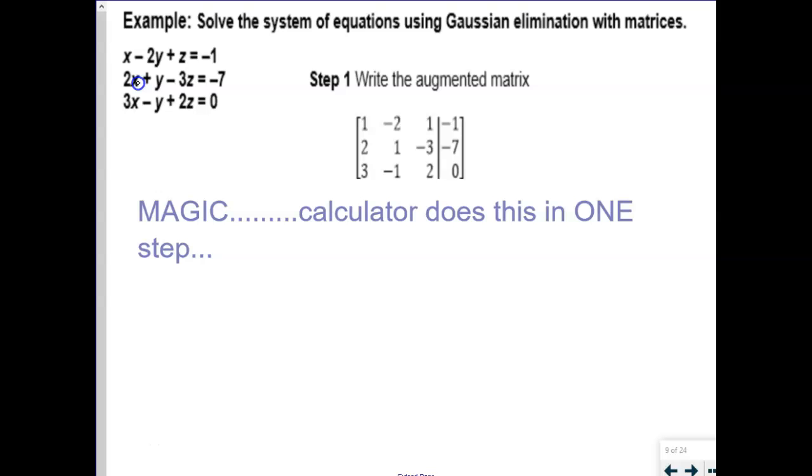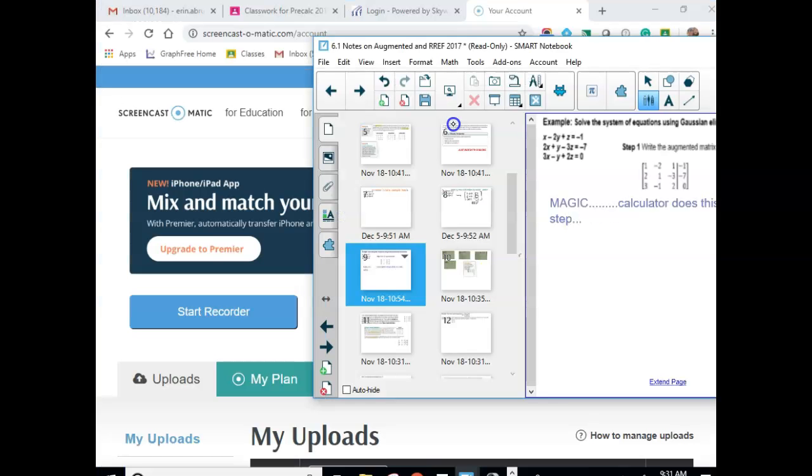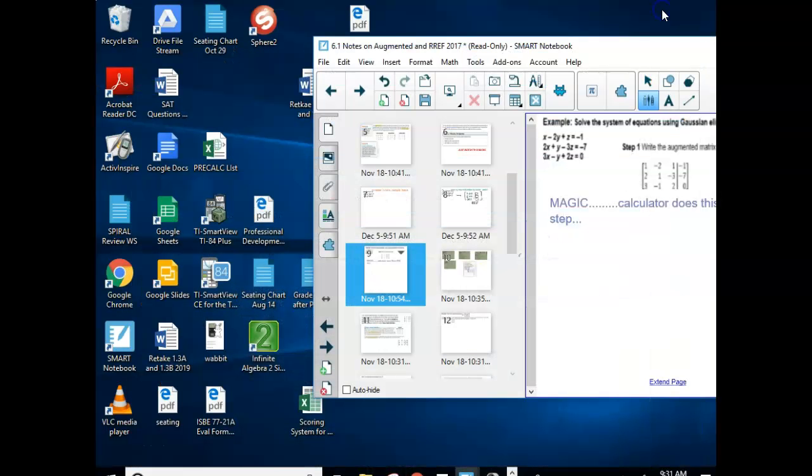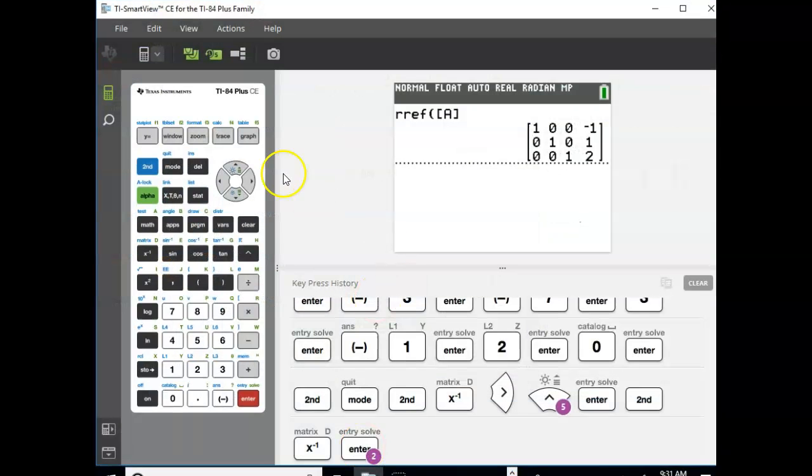But first thing you have to do is to know how to enter this into your calculator. So you're going to take your augmented matrix and you're going to enter it into your matrix menu. So go to your calculator. Which mine is, oops, I shut mine down. Let me try that again. There we are.